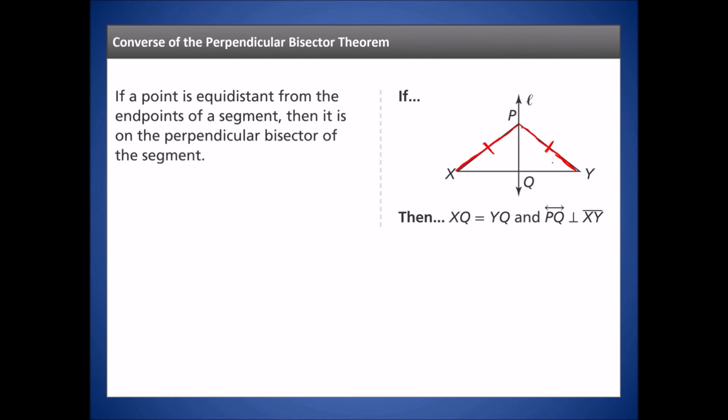Okay, so it's saying if those are equidistant, then that means that this line L has to be a perpendicular bisector, which means that it has to be a 90-degree angle to both of these. And that means that this is cutting this in half, which means that XQ is equal to QY, which is what it says here.